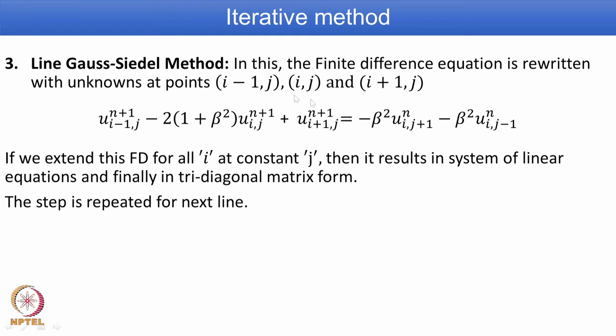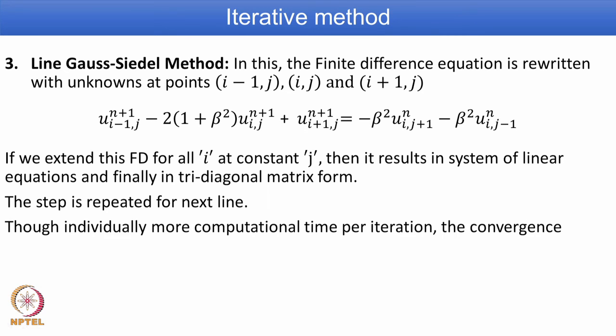Because if you look at this equation again, i, j is a point of interest and you have one on the left side, one on the right side, and you extend this for all i at a particular j, then it will result in a tridiagonal matrix form, and we learned the TDMA procedure in the previous class. Now, this step is repeated for the next line and you finally get one full matrix. Though individually it appears to be taking more computational time per iteration, the convergence rate is faster than that required for the Gauss-Seidel method.